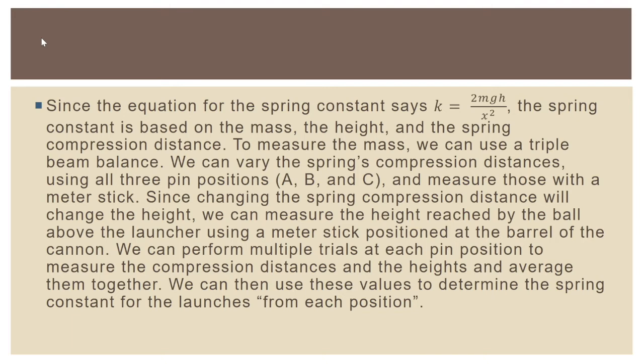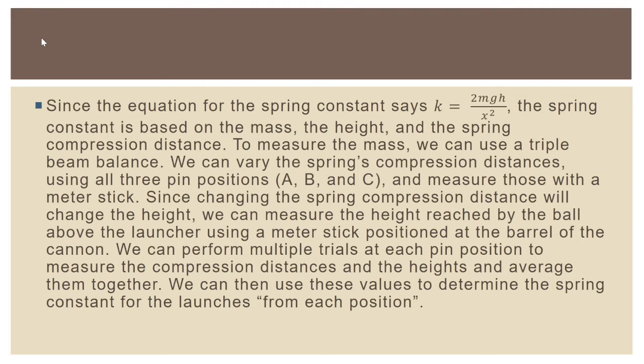We can perform multiple trials at each pin position to measure the compression distances and heights and average them together. We can then use these values to determine the spring constant for the launches from each position. So we do a bunch of measurements at position A, average them together, get an A value. Do it for B, average them all together, get a B value, and then a bunch of trials at C, average them together, get a C value.